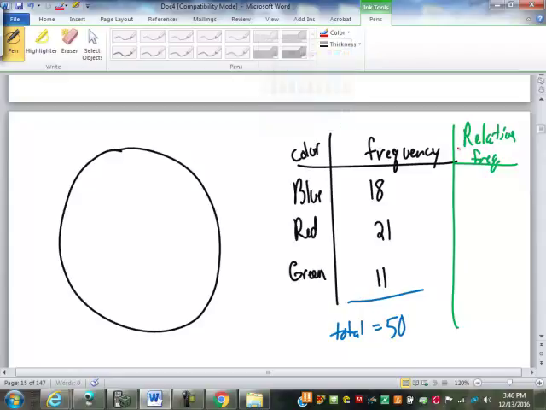So up here for the relative frequency, this is 18 divided by 50. That's 0.36 or 36%. 21 divided by 50 is 0.42 or 42%. 11 divided by 50 is 0.22 or 22%.